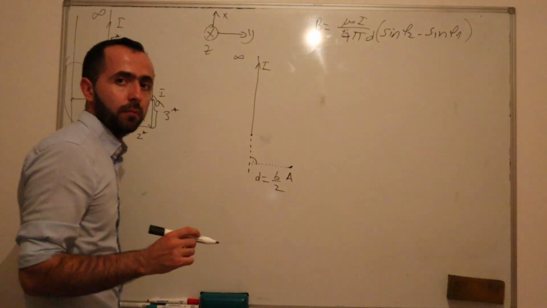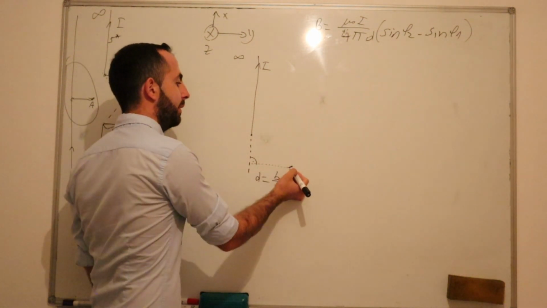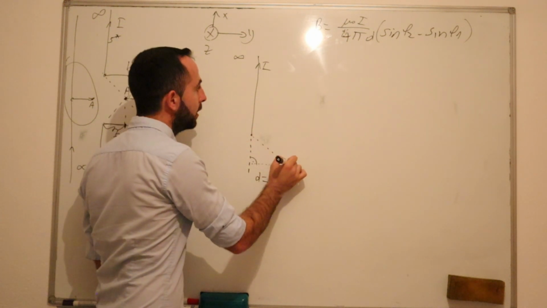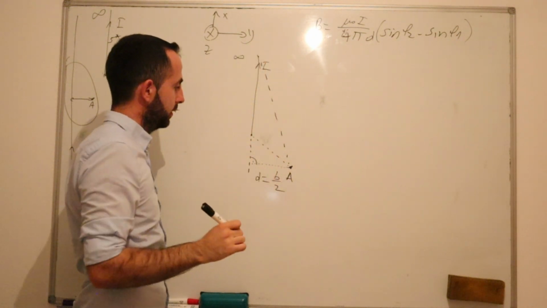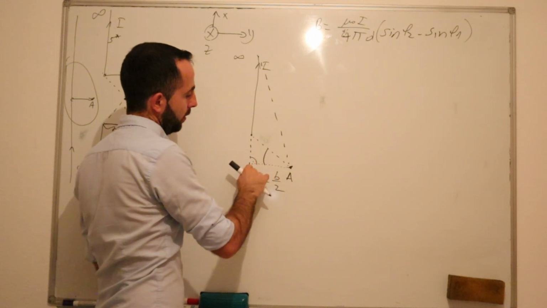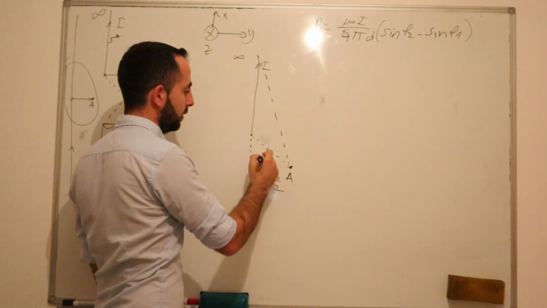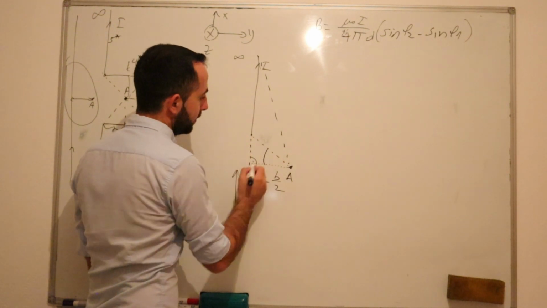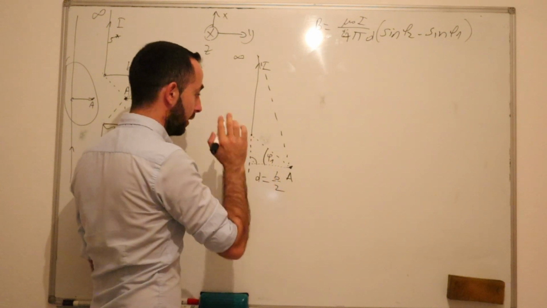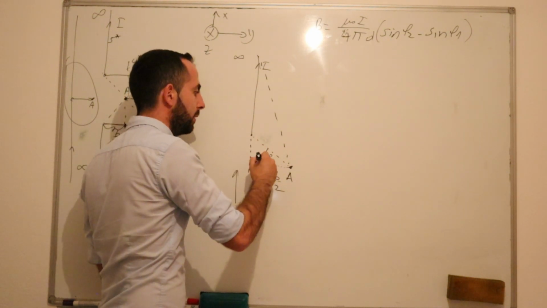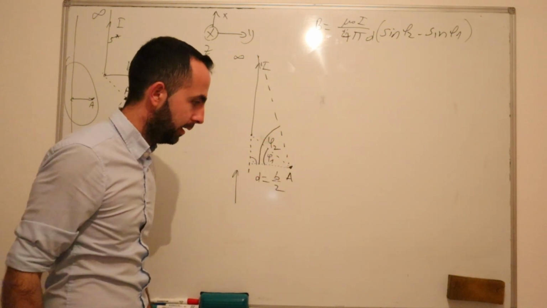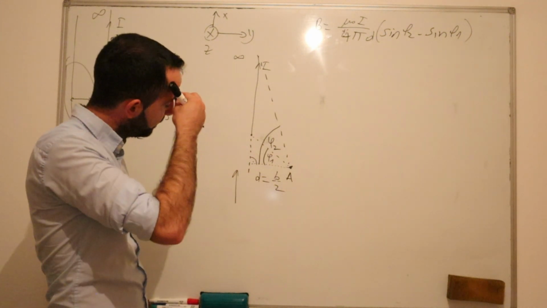Then, how do we find the angles? We connect this point with the beginning of the conductor and this same point with the end of the conductor. Which is the first angle? The first angle is this, from the normal to the beginning of the conductor, because this is the direction of current. And the second angle must also be from this normal to the end of the conductor. So this is the second angle.